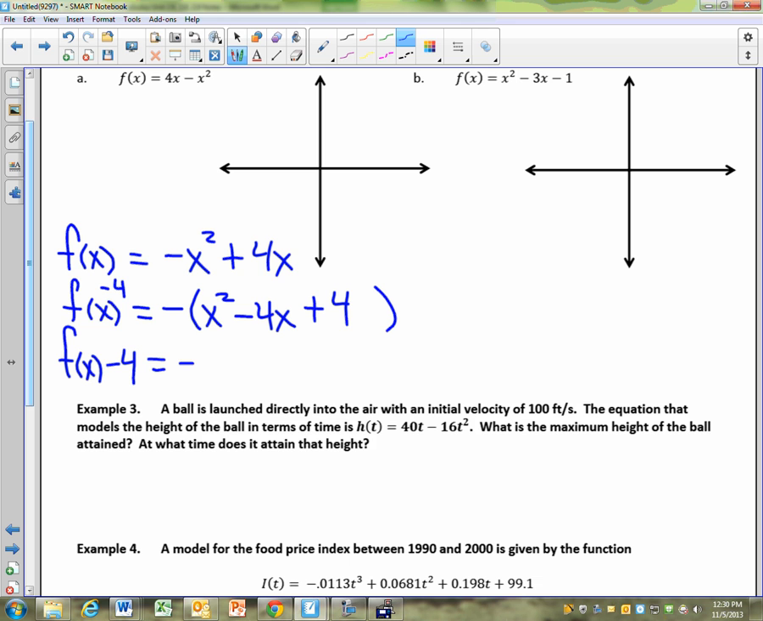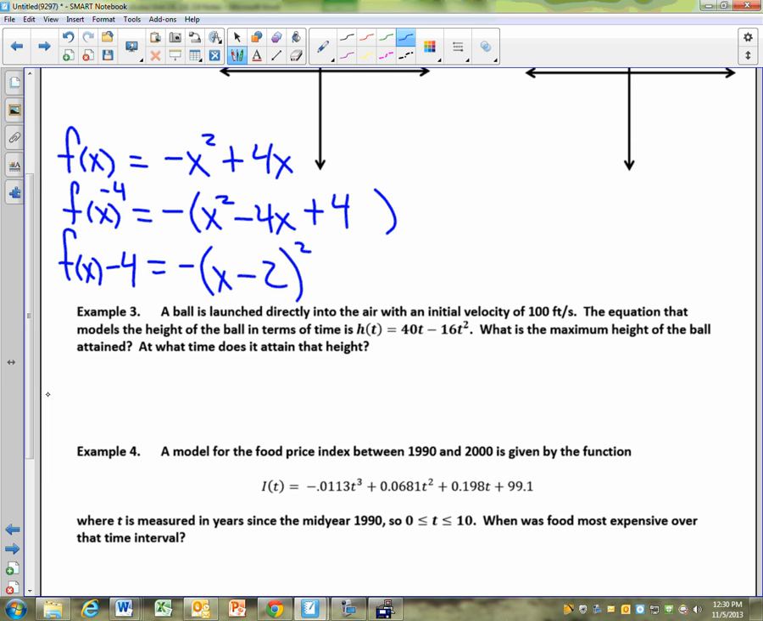Your new expression reads f of x minus 4 equals negative parentheses. How does that factor? x minus 2 quantity squared. What do you think you want on the left-hand side? Do you think you want f of x, or do you think you want f of x minus 4? We just want f of x. So what should we do? Add 4, and we get f of x equals negative x minus 2 quantity squared plus 4. That is vertex form of that parabola. I completed the square and solved for f of x.